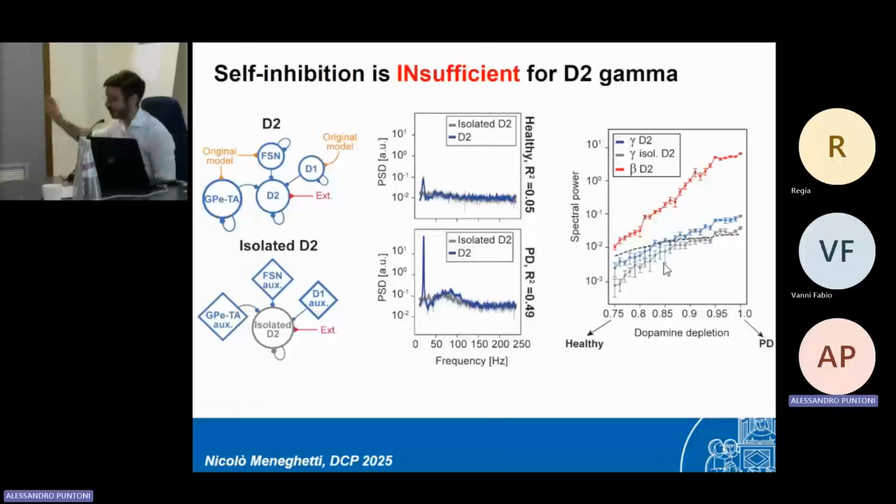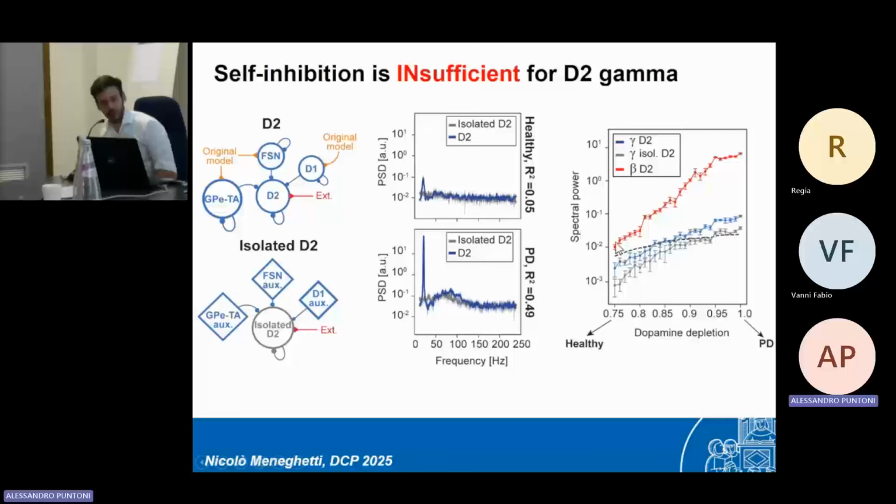So we did the necessary condition, now we're looking for the sufficient one. Is this self-inhibitory loop on its own able to display gamma oscillation? For the globus pallidus, we found that yes, it was sufficient. For the striatum, instead, no, it was not sufficient.